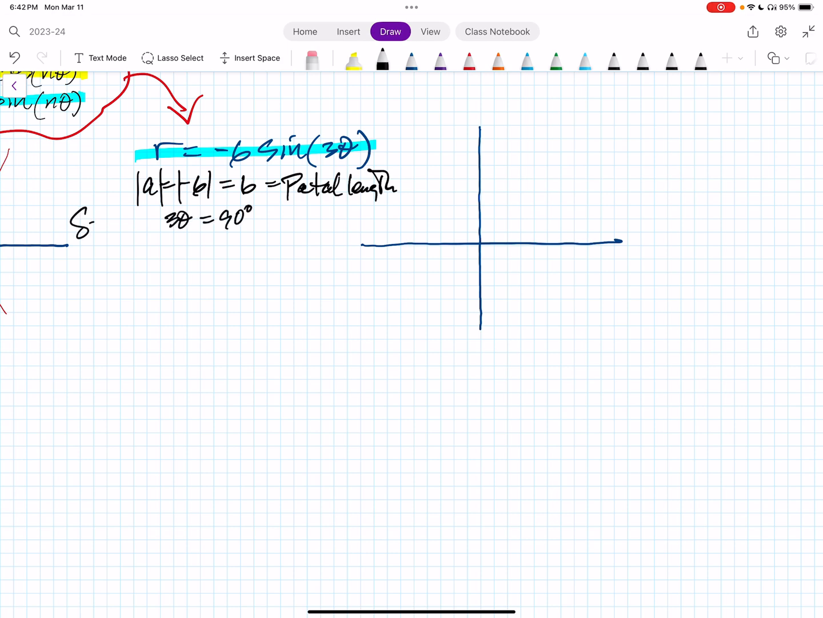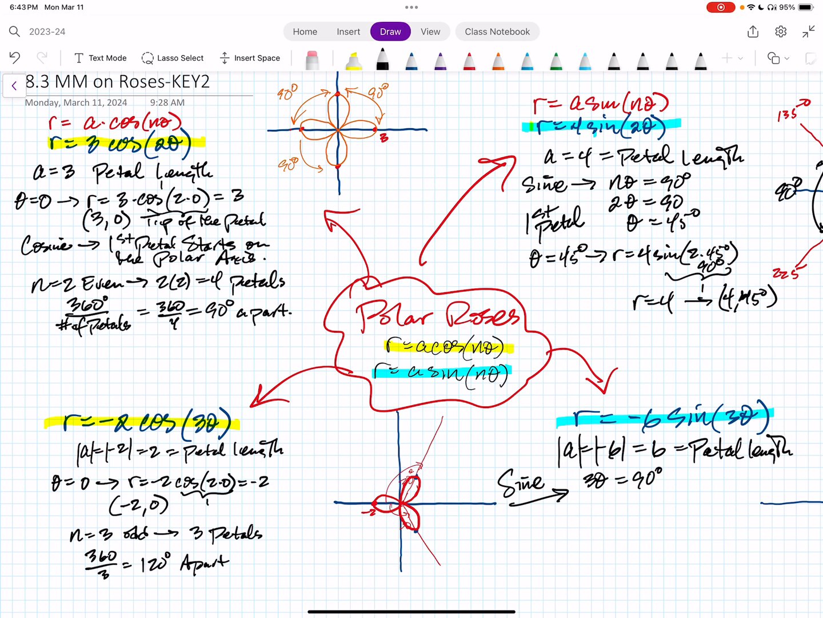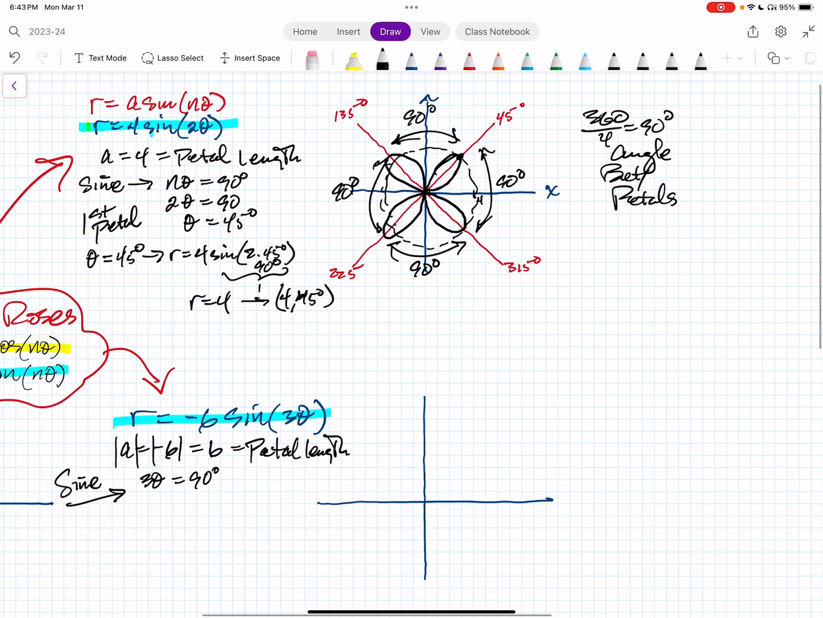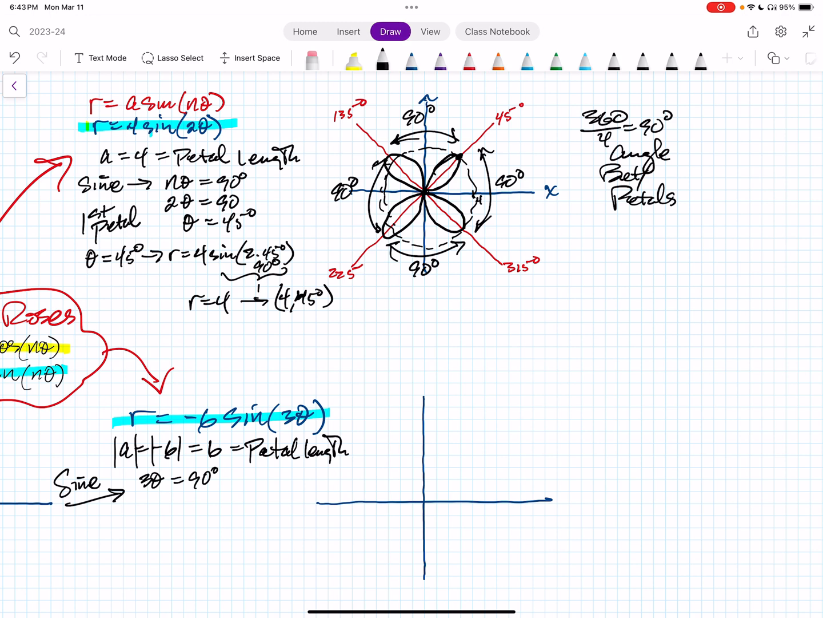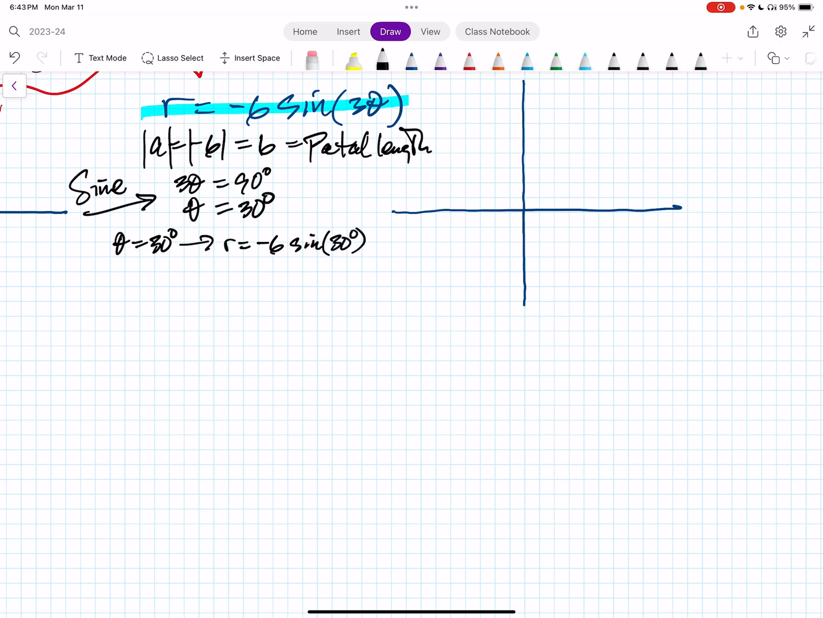And again, this is only for sine, all right, not for cosine. Cosine, if you go back here in the first 2 examples, the first petal starts on the polar axis. Not true for sine. For sine, it starts wherever n theta equals 90, and in this case, it's 30 degrees, but a is negative, so you got to be a little careful. Okay, so watch this. Because I'm going to substitute in 30 degrees. Watch what happens. Okay, so r is equal to negative 6 times the sine of 30 degrees. Or excuse me, 3 times 30 degrees. Let me change that.